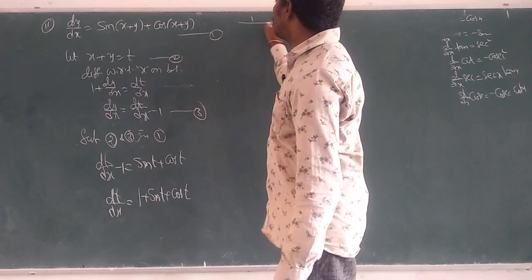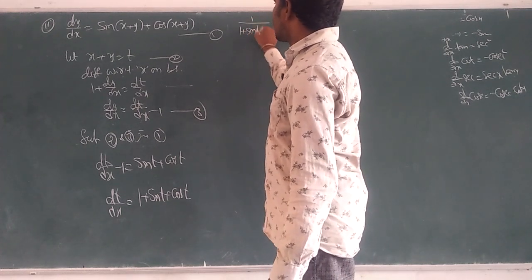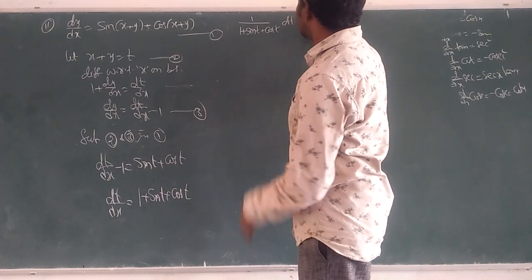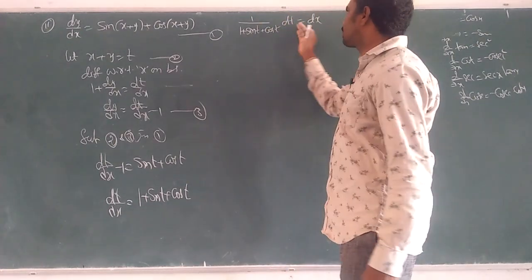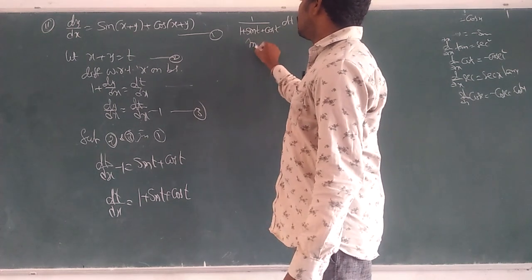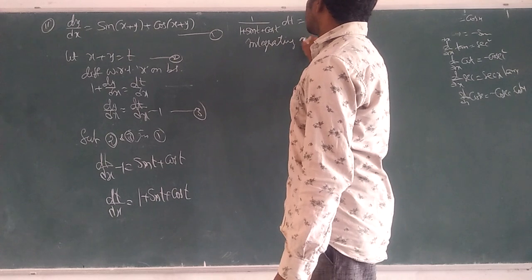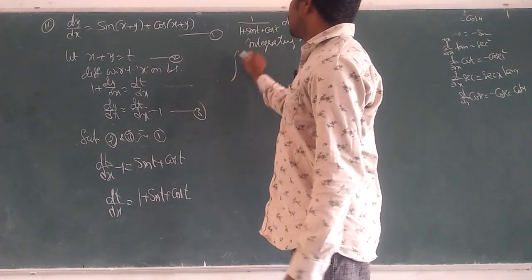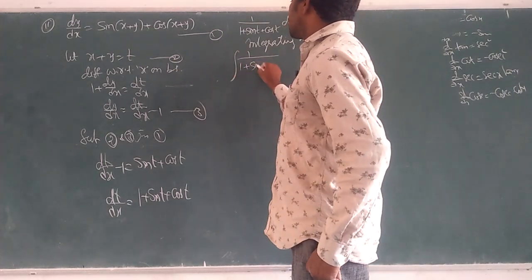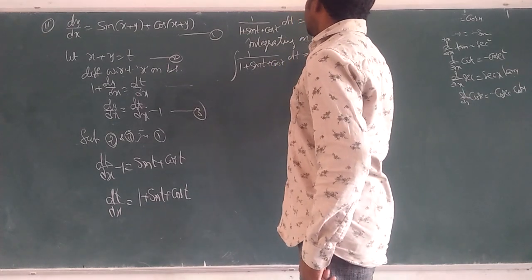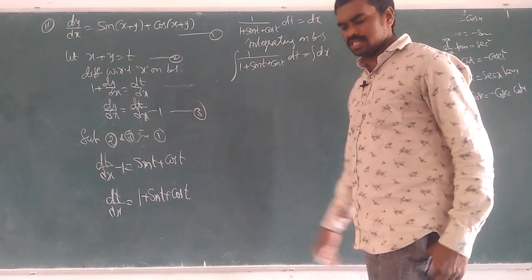Now this complete term send left side. Then it becomes 1 by 1 plus sin t plus cos t dt is equal to dx. Now t terms are separated, x terms are separate. Then immediately integrating on both sides. So integration of 1 by 1 plus sin t plus cos t dt is equal to integration of dx. How to simplify this problem?